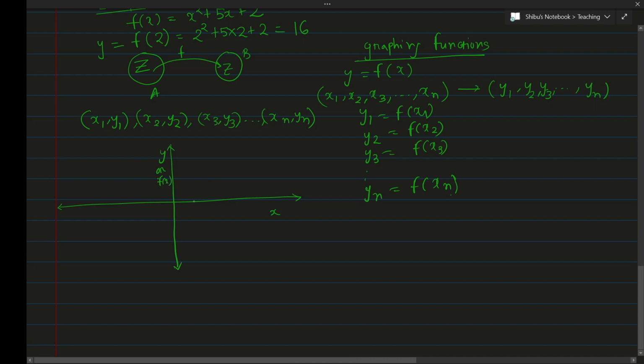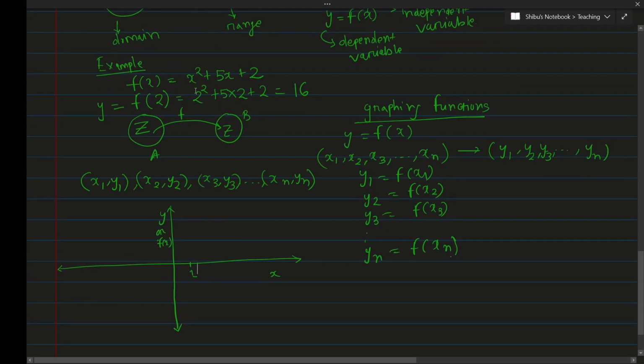So if we take 1 on the x-axis, then the corresponding y-axis value will be 1 square plus 5 plus 2. So 1 plus 5 plus 2, 6 and 2, 8. So here it will be 8, right? So this point will be there, right? So this is one point. Similarly, you can take 2 and the corresponding point can be found here.